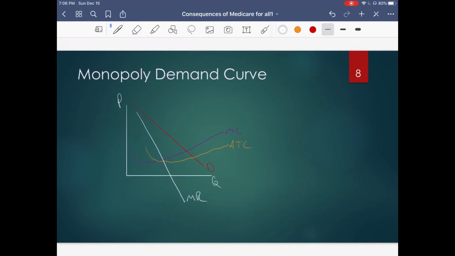Next, I think it's important for us to look at a monopoly demand curve in order to understand what Medicare for All will do to the demand for health insurance generally as the government becomes a monopoly or a single payer. So here you have a downward sloping demand curve, marginal cost, average total cost curve, and your relatively inelastic marginal revenue curve. Prices will be set where marginal revenue equals marginal cost, as we know. So we go here up to the demand curve. Prices are set relatively high here.